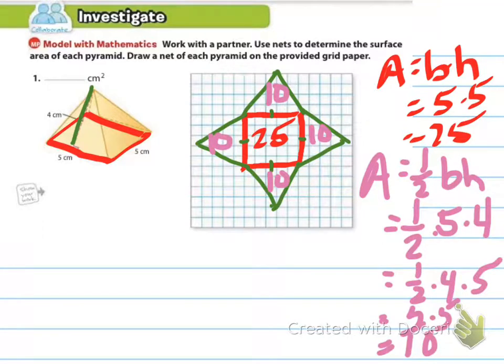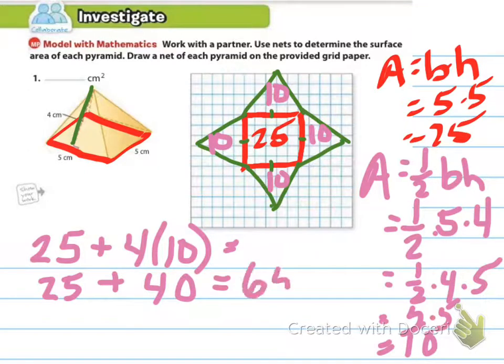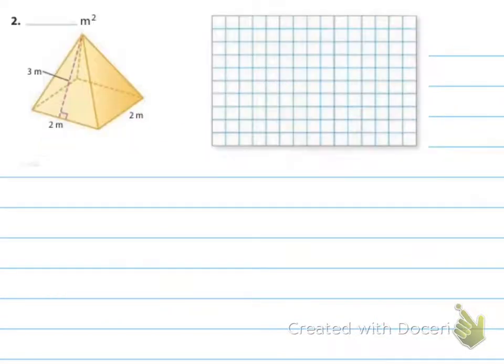Now, to put it all together, I've got my 25, which is my base, plus 4 times the area of the triangles, and I'll have to multiply first. 4 times 10 is 40, so then 40 plus 25 is 65 centimeters squared. Woohoo! All right, guys, I want you to do number 2 now.